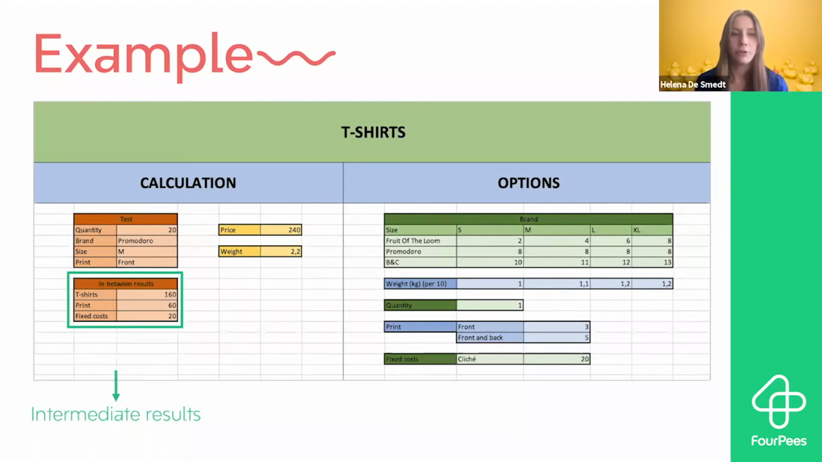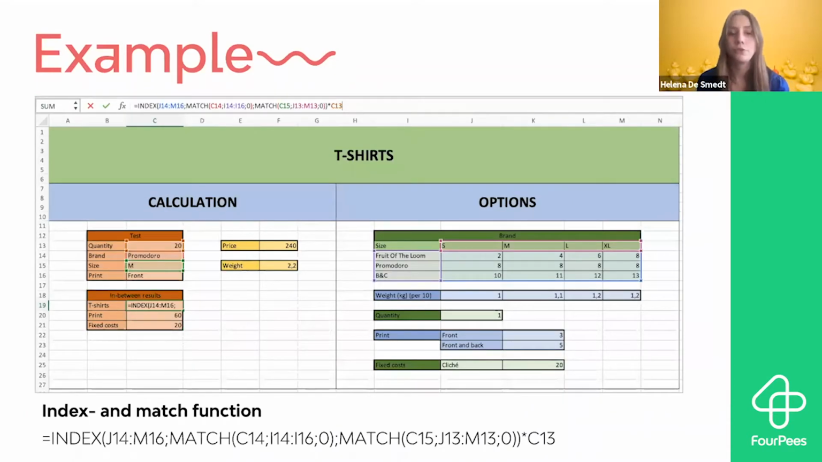For this calculation, we also used some intermediate results because otherwise the calculation in this field would be a little bit too complex. I will shortly go over the functions used to calculate this, but not very much in detail because that's of course not the most interesting part here. But what we did basically to calculate the t-shirts, the price of the t-shirts here depends on the chosen quantity, of course, and also on the chosen brand and chosen size.